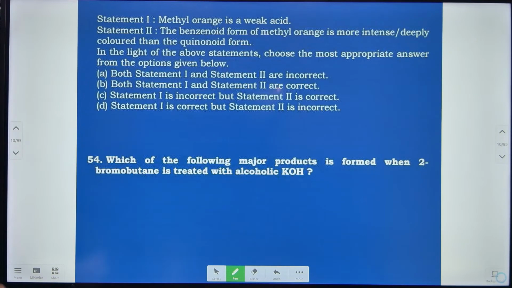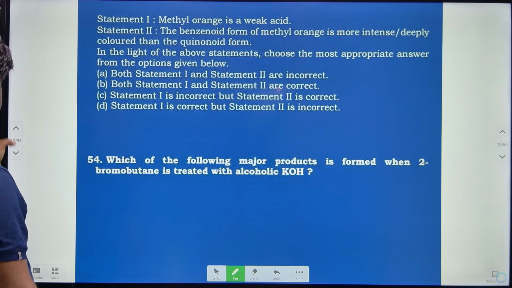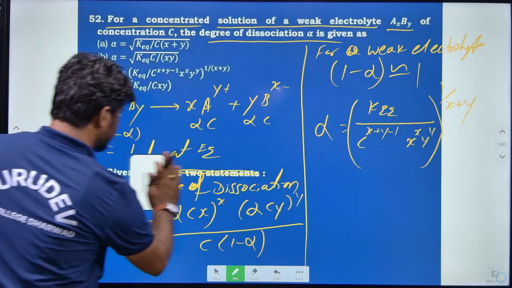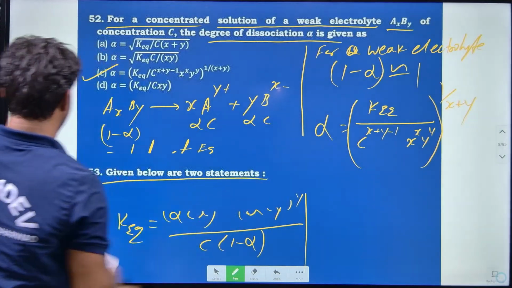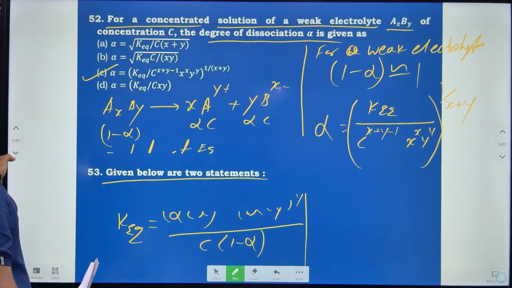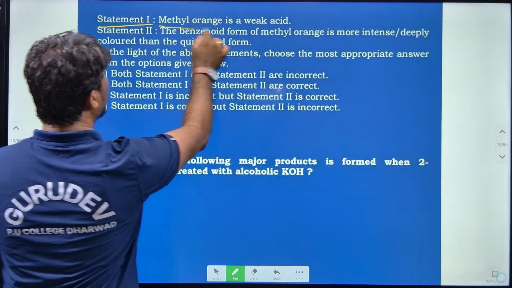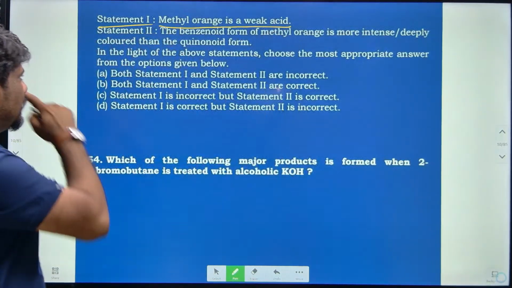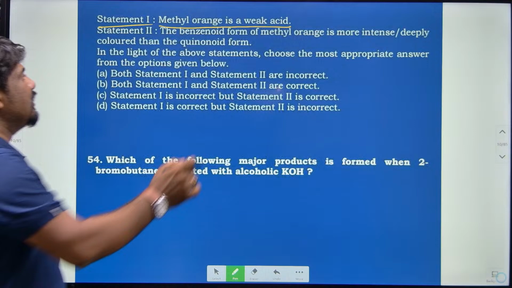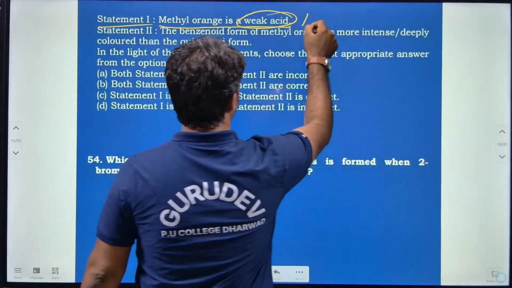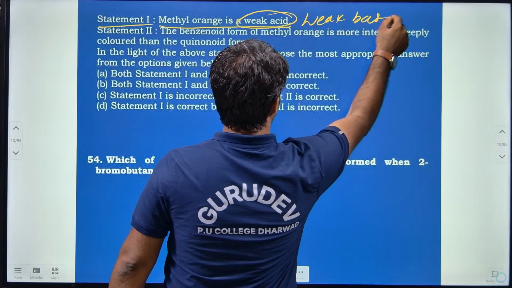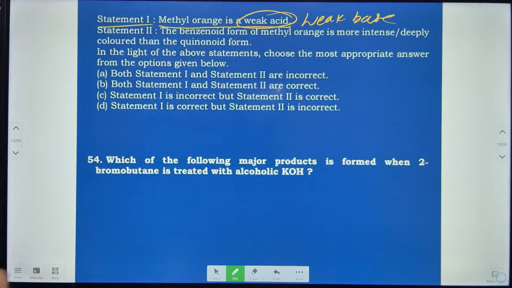Well, go to the next problem then. Given below are two statements, question number 53. Statement 1: methyl orange is a weak acid. Actually it's a wrong statement, because methyl orange is not a weak acid, it is a weak base. Statement 1 itself is wrong.